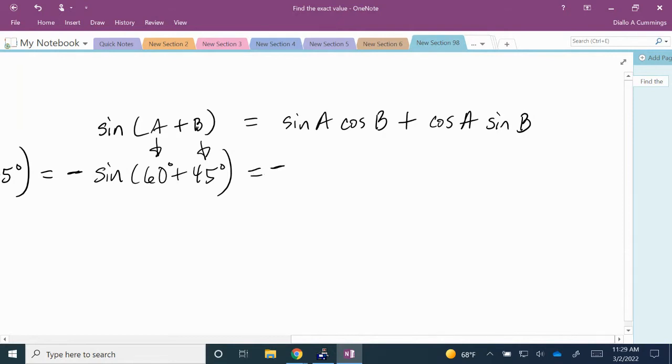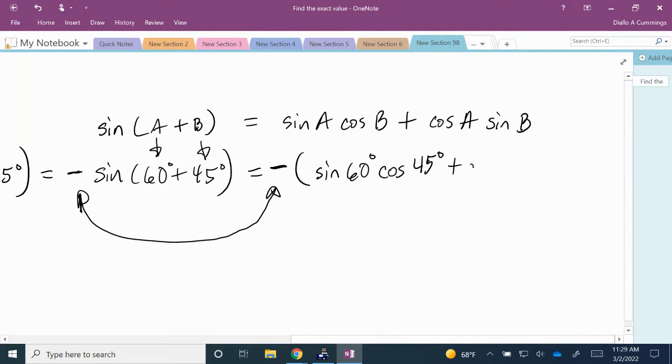But remember, we still have a negative in front of our sine function. So be sure to carry your negative. And now I'm just going to simply substitute in the values. So we have the sine of A, which is 60, times the cosine of B, which is 45, plus the cosine of A, which is 60, times the sine of B, which is 45 degrees.